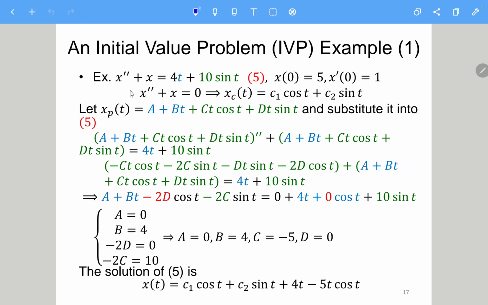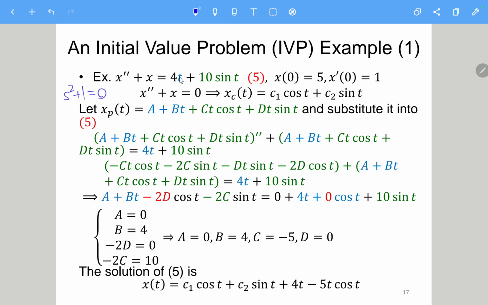Okay, so the previous steps are just similar. For the first step, you just find the homogeneous solution. So you set the right side to be 0, and then you get something like s squared plus 1 equals 0. So s is plus or minus j. Plus or minus j means the real part is 0, so exponential to 0t is 1. And then the imaginary part is 1, so you have cosine t and then sine t.